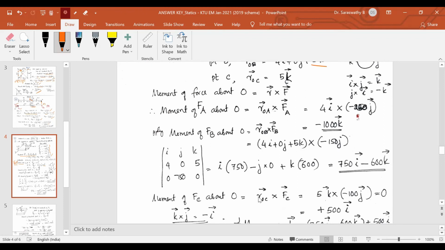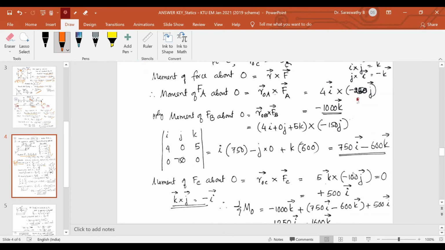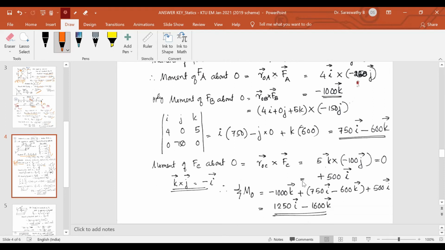Similarly, the moment of C about O. ROC is the position vector 5K cross 100J. K cross J is minus I. So it is minus 500I. Adding up together: the minus 1000K, this one 750I minus 600K, and this minus 500I. Add together the I terms: 750 plus 500, 1250. K terms: 1000 plus 600, 1600. So this is the total moment of all the forces about the point O.